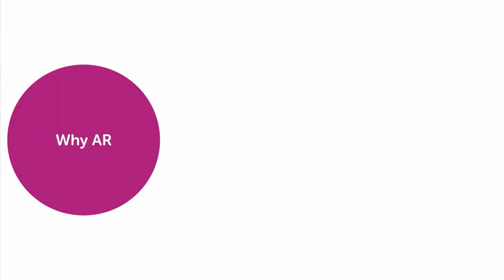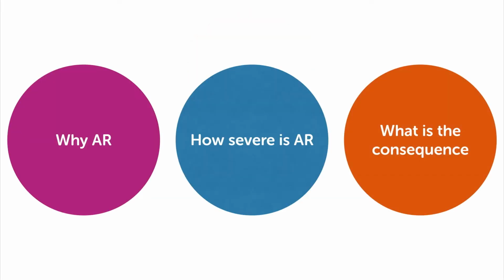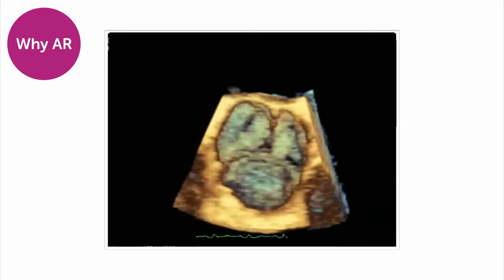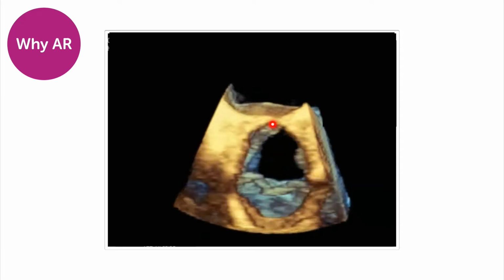In aortic regurgitation, we should ask ourselves 3 questions. Why do we have this jet? How severe is it? And what are the consequences? So, when we want to understand why we have the jet, we have to consider that the aortic valve is a 3-dimensional structure. So the jet could come either from the central part of the valve or from the rim.